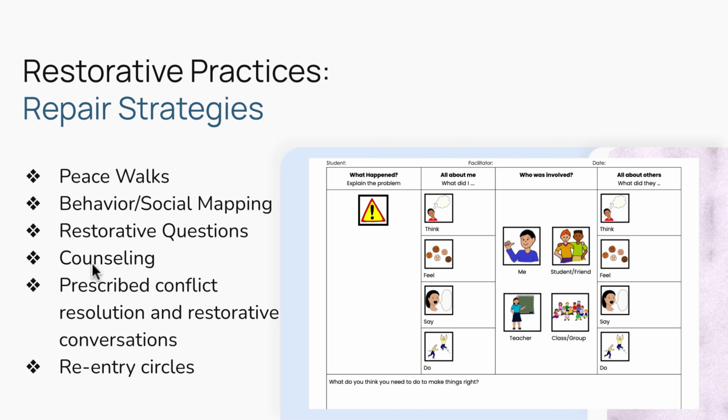So again, these are all options of prescribed conflict resolution and restorative conversations. They also entail the reentry circles. And then I did also put counseling on there because, depending on the nature of the conflict or just the need of the child, counseling from a therapist or a school psychologist or additional personnel might be necessary or appropriate.